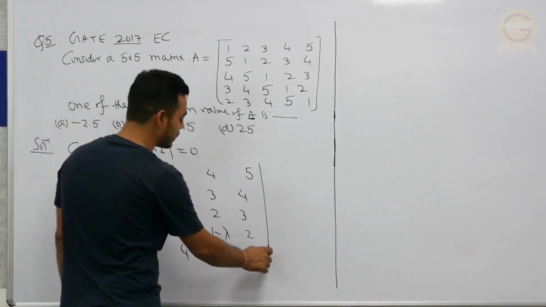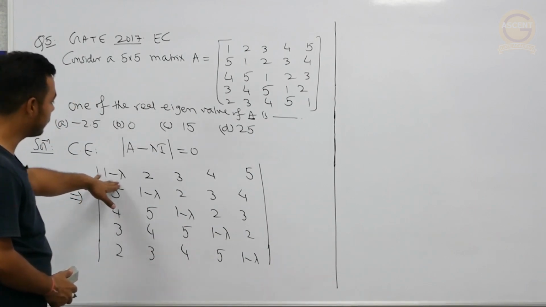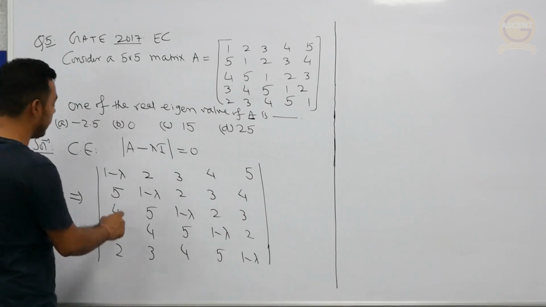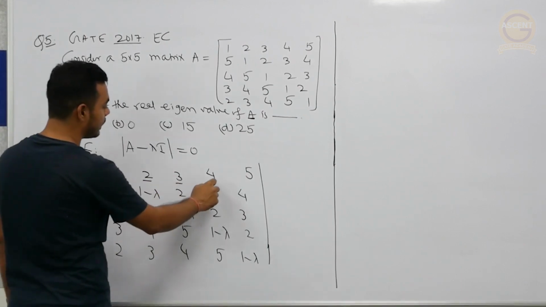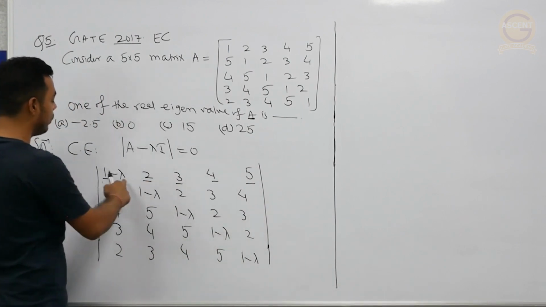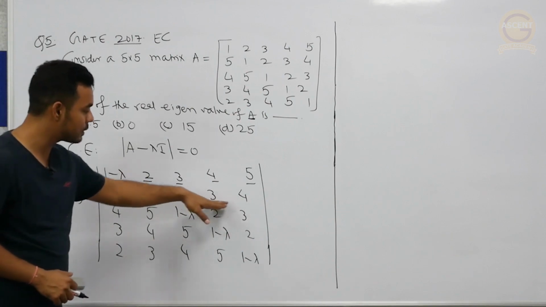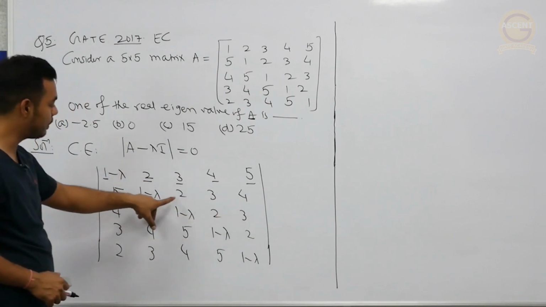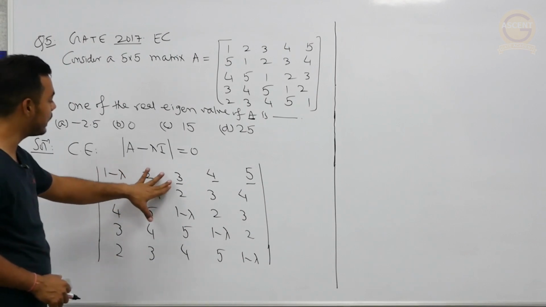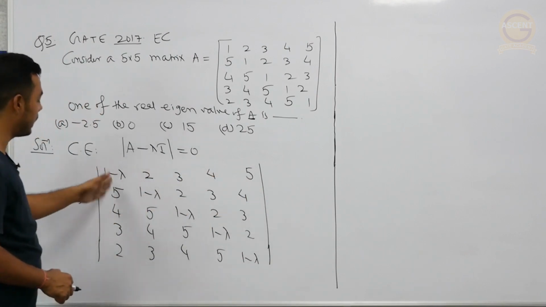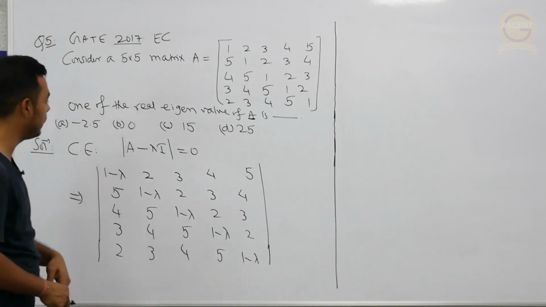Now we are not going to expand this determinant, so don't worry. We are simply going to add all these elements. If you add all these elements, then you will get 1 plus 2 plus 3 plus 4 plus 5. So this will give you 15 minus lambda. Similarly, if I add all the elements of this second row, then you will get 5 plus 1 plus 2 plus 3 plus 4, 15 minus lambda. So you can see that the sum of all the elements in all the 5 rows and columns is some constant. The constant is 15 minus lambda.